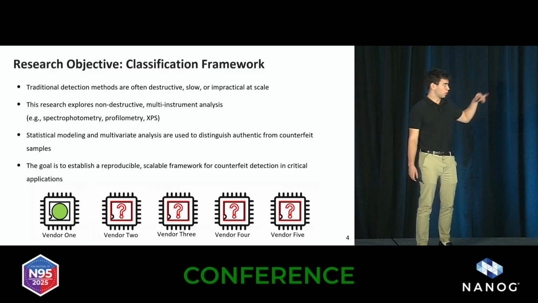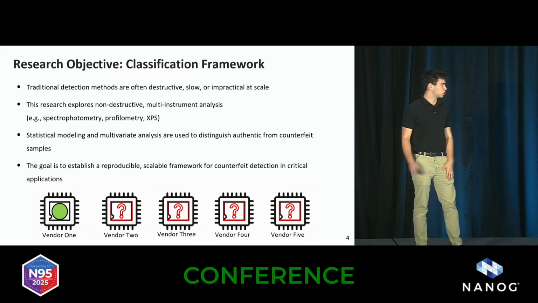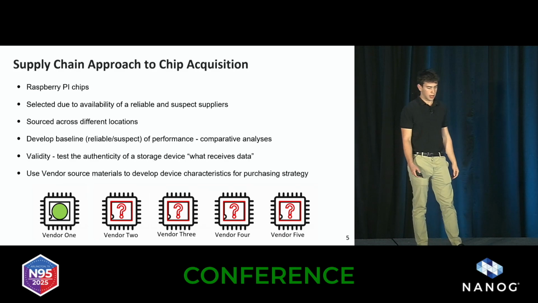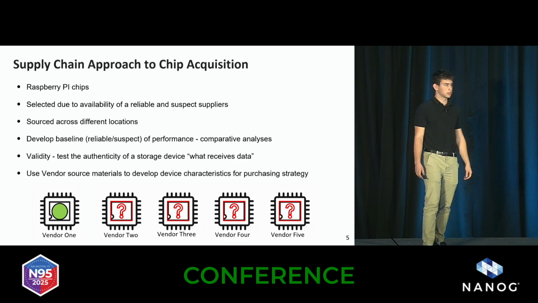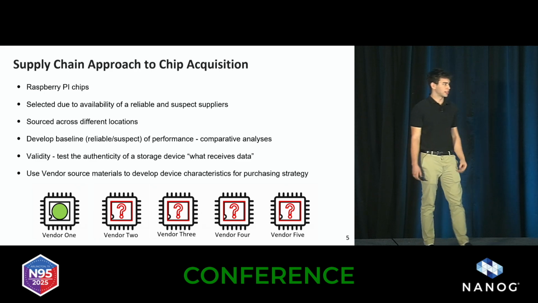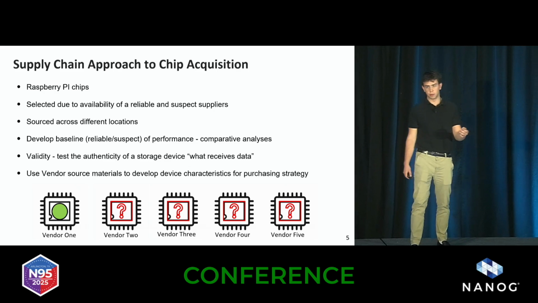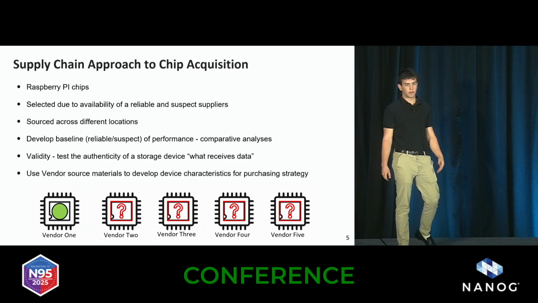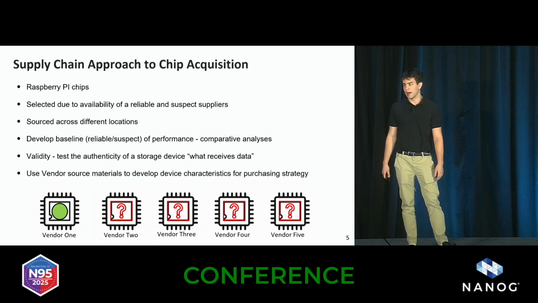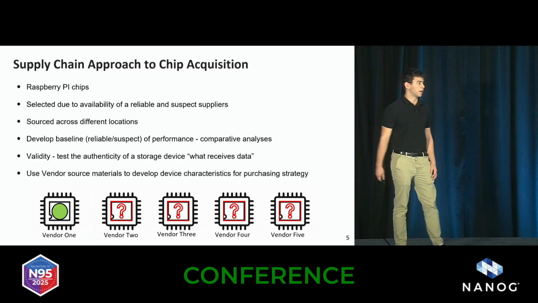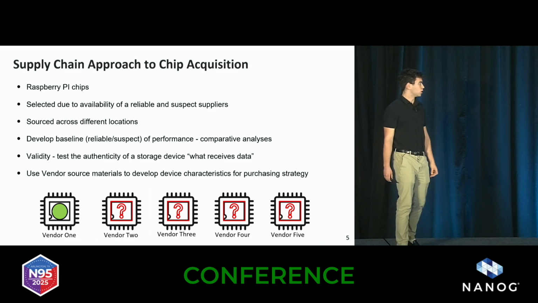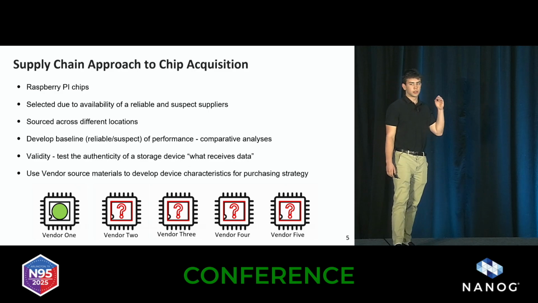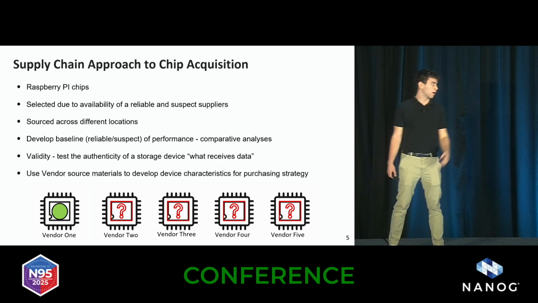I want to point out the image at the bottom. I'm going to go into that in a little bit, but that's the basis for our research. We had 5 different vendors, one of them being a known authentic. We chose Raspberry Pi microcontrollers, highly available, and accessible from both reputable and unreputable suppliers. We selected across different locations. We tried to develop a baseline based off of our known authentic, which was DigiKey. We know DigiKey is authentic because they're a verified Raspberry Pi wholesaler. Then we used the vendor source material, exactly from Raspberry Pi, their specifications, to identify what we are looking for and what would be suggestive of a counterfeit.